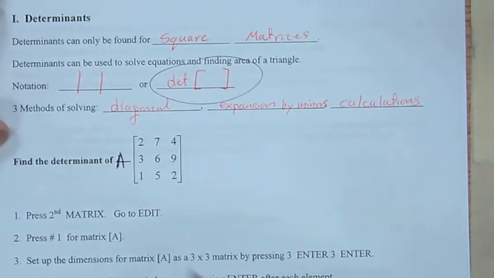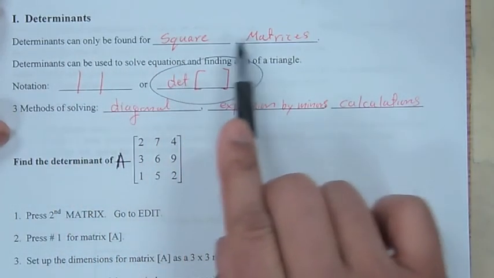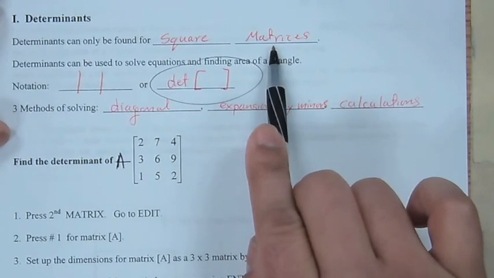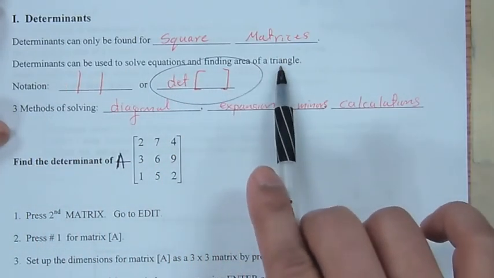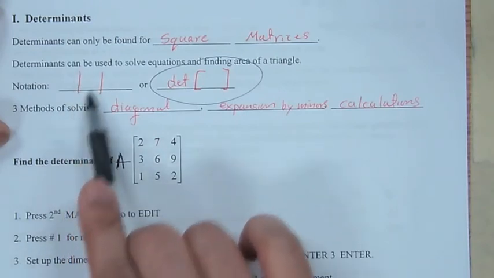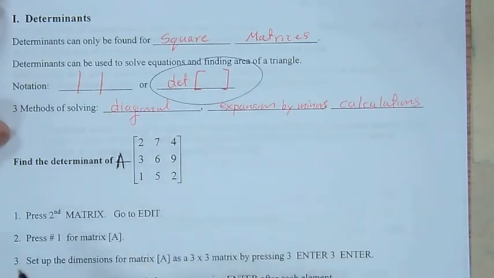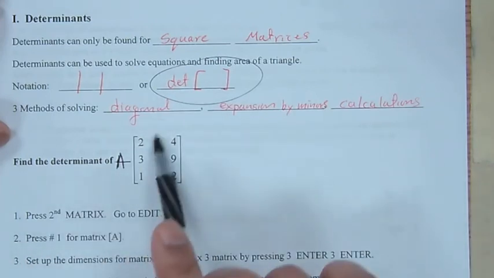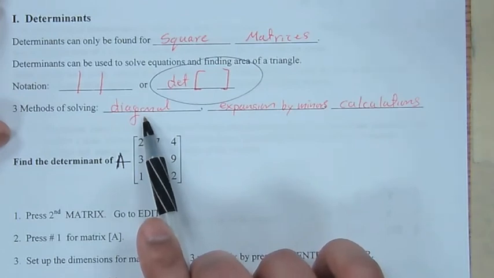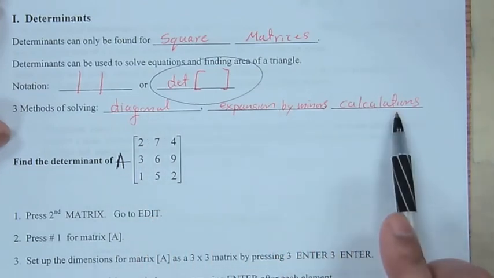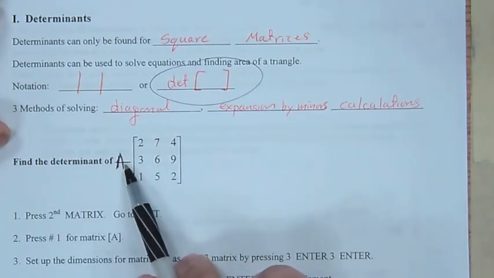Determinants can only be found for square matrices. Square matrices are a 2 by 2, a 3 by 3, a 4 by 4, 5 by 5, and so on. Determinants can be used to solve equations and to find the area of triangles. And the notation, like we said, is two vertical lines, or we can write the word DET and then the brackets to denote this. This is the one I like. Again, we can find the determinant by the diagonal method, which is the one I've just taught you, or by expansion by minors and doing calculations on it. So I'm going to show you now the easy way.